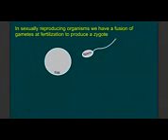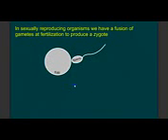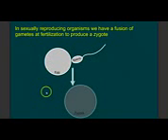In sexually reproducing organisms, we have a fusion of gametes at fertilization to produce a zygote. So two parents give rise to one offspring. So the question is, where do these gametes, the sperm and egg, that we're going to use for sexual reproduction, where do they come from? By what process are they made?